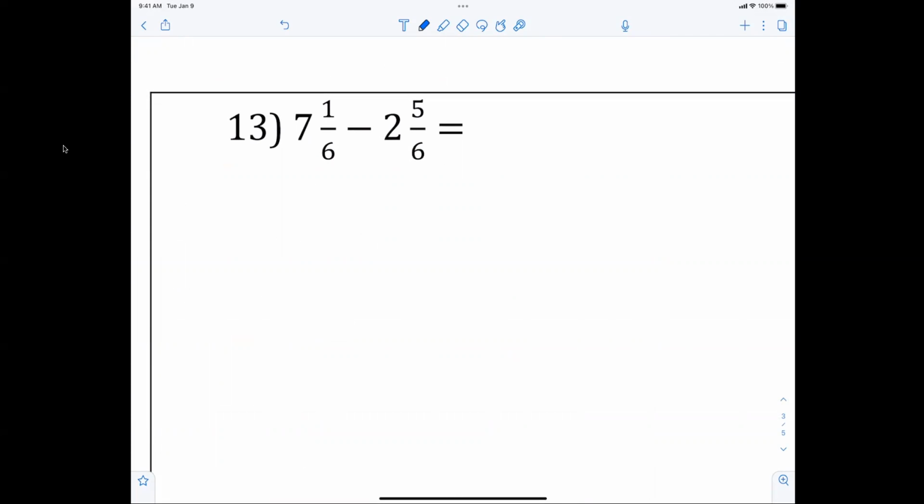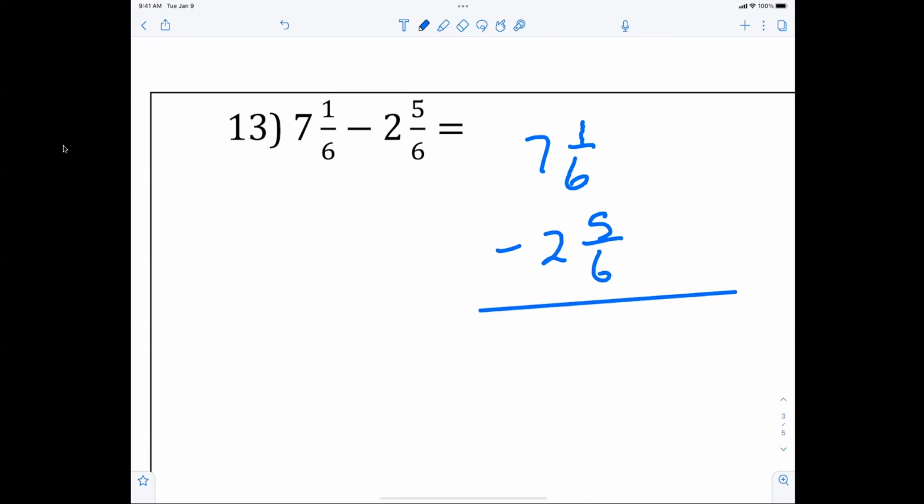Subtracting. What number goes on top? 7. 7 and 1/6 minus 2 and 5/6. This problem was for the people who were not here yesterday. Can I do 1 minus 5? No, I have to do what? Borrow from the 7 and make it a 6. Now, what do I add to the numerator and denominator? You add. And that becomes a 7.